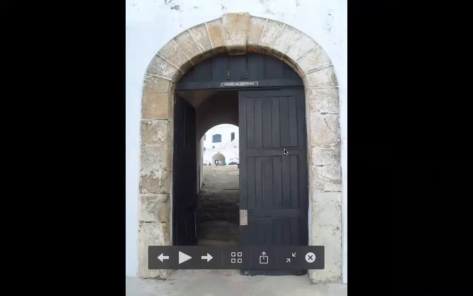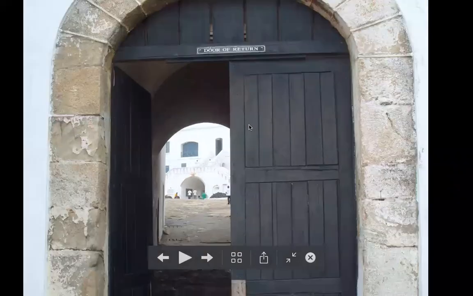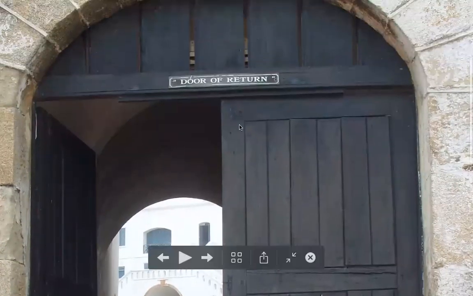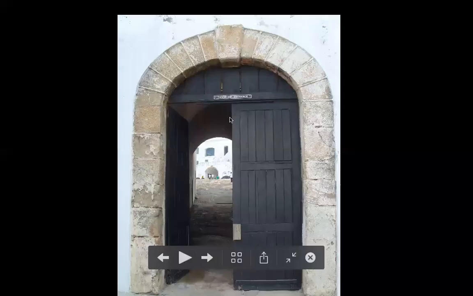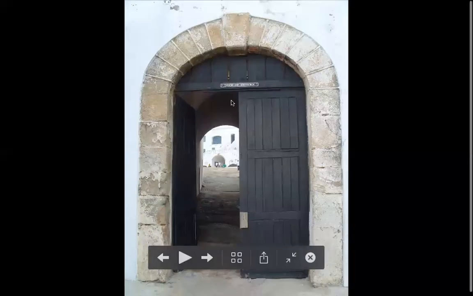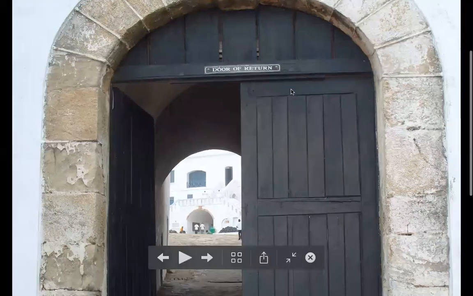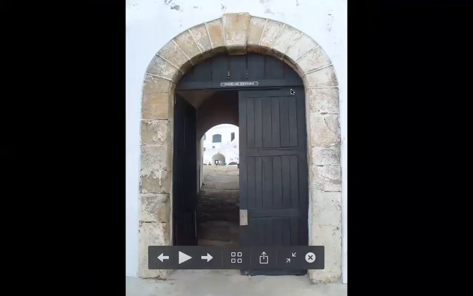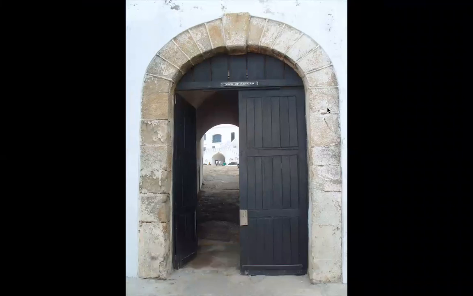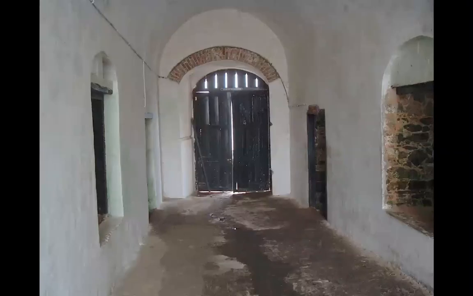And this is, famously or infamously, the outside, because you're looking inside of here at the castle. It's called the Door of Return, if you ever made it back, but most people did not, because on the inside is what's called the Door of No Return.